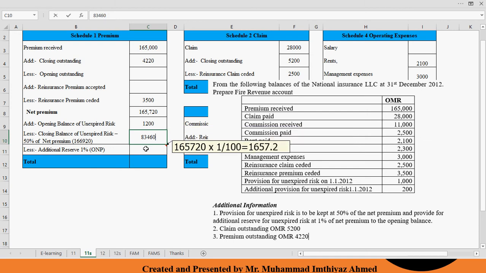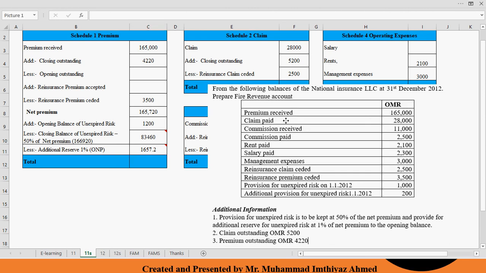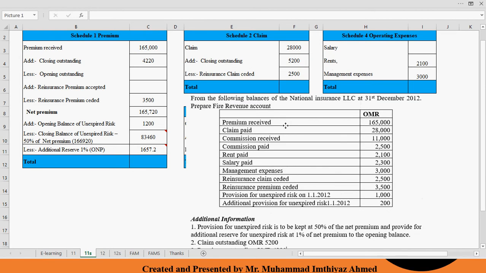Now, additional reserve we need to maintain only on the opening balance. That is what the additional information states very clearly. So net premium opening balance, as you can see, it is 165,720. In this, 1% will come to 1,657.2. So this is the amount we need to enter, and I hope that we have entered all the other items.